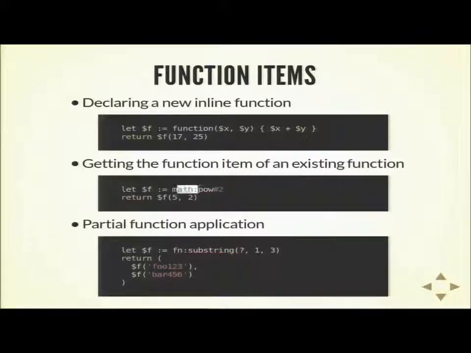Another way you can get a function item is to specify the name of an existing function. So here's the power function. In XQuery, you identify functions partly by the arity. So this is apparently a power function that takes 2 parameters. That #2 means of arity 2. And you see that I'm going to return that function with these 2 parameters. So it's going to raise 5 to the 2 power.